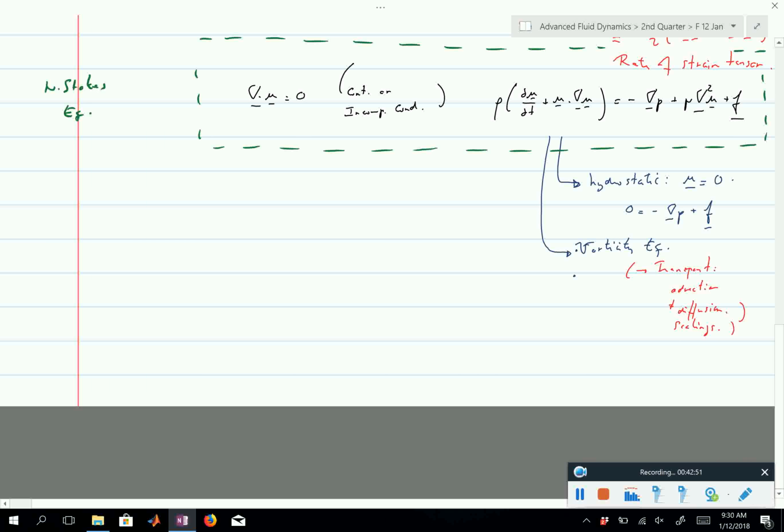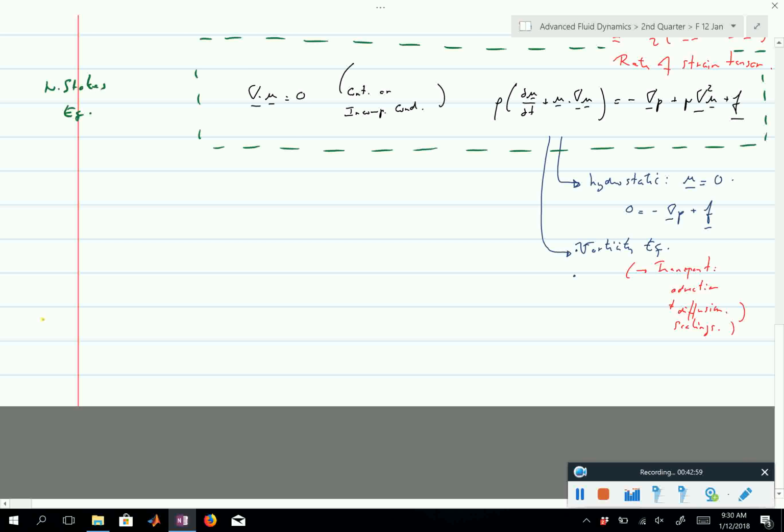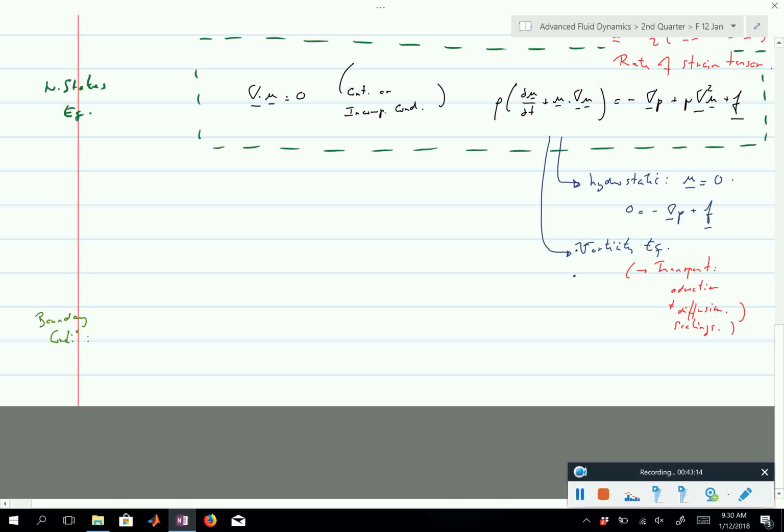So we discussed boundary conditions, and those you have to master also. And so there are two kinds of boundary conditions: boundary conditions on the velocity field, and stress boundary conditions.